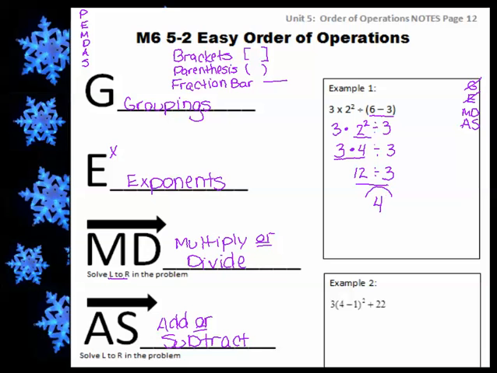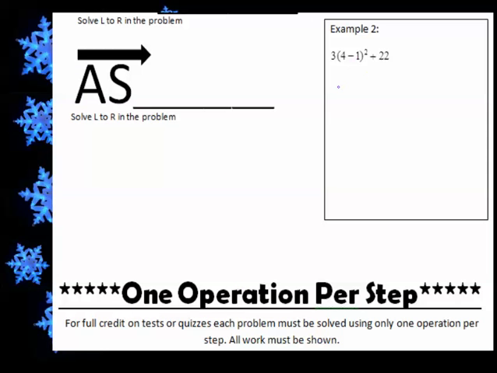And if you could, when we're solving these problems, make sure you always circle your answer at the bottom. That way it's easy for you to see and then easy for me to see when I'm checking your work. Okay, let's look at the second example. And I have to turn the page. So the second example down at the bottom of your page, I'm still going to write my GEMDAS off to the side.